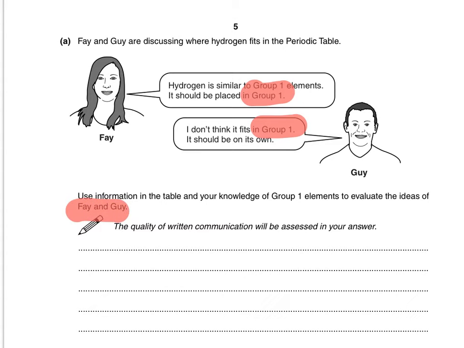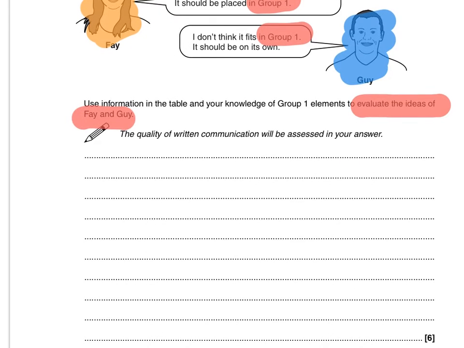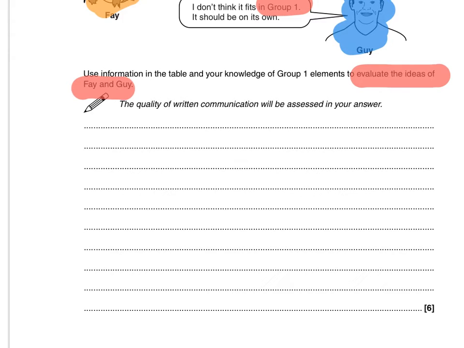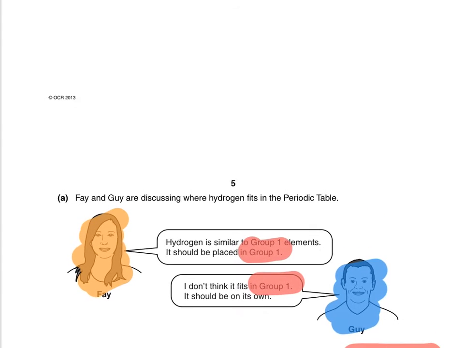So I think this is the key thing. We want to say what parts of Faye's work and what parts of Guy's work. So we'd probably split our answer roughly. And then what we've really got to do is go back to the table, and this is a bit annoying that it's placed on another page.